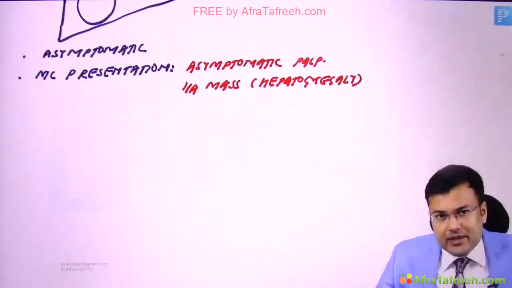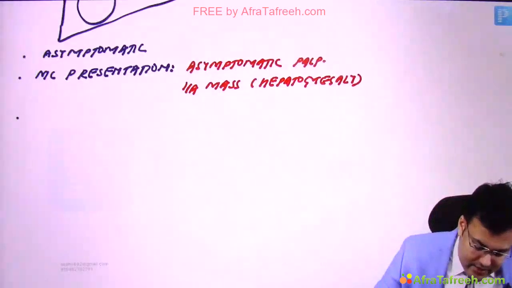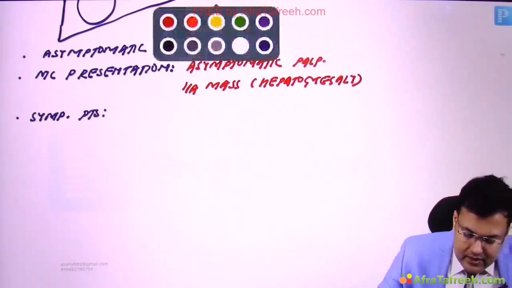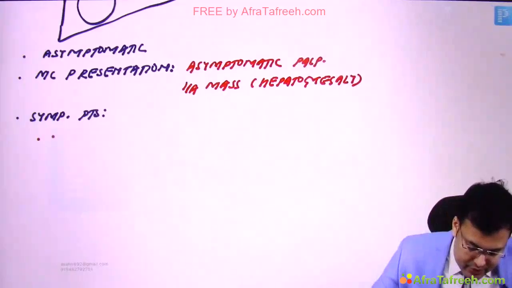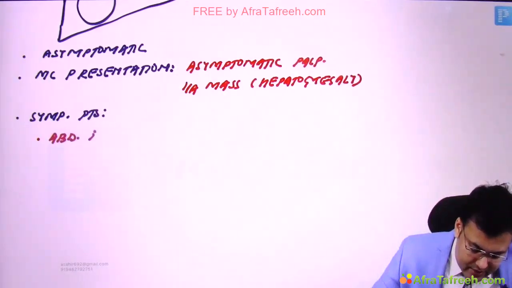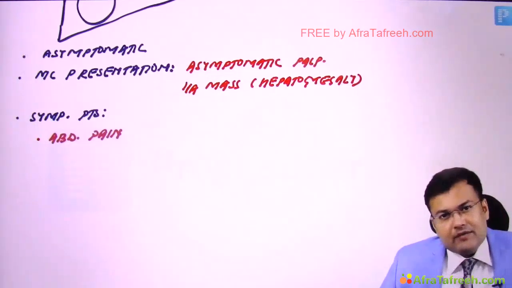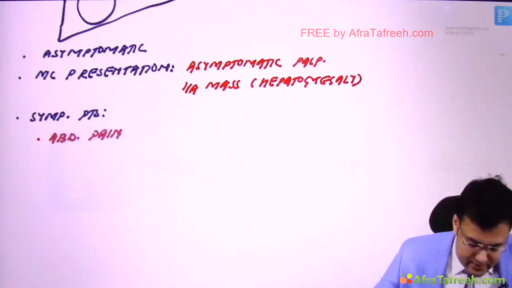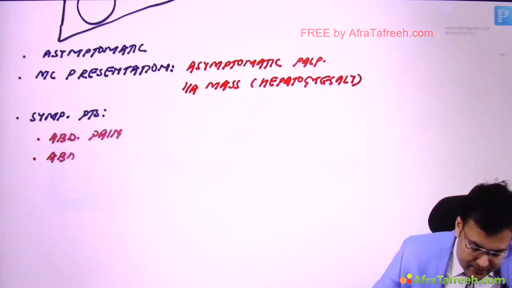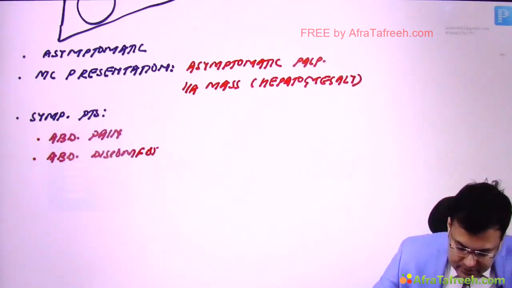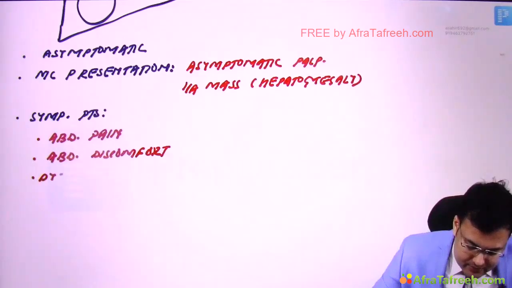Simple. In symptomatic patients, the most common symptom is abdominal pain. So there is abdominal pain. There is abdominal discomfort. Why? Because of enlargement of the liver, and there is dyspepsia. So abdominal pain, abdominal discomfort, and dyspepsia.